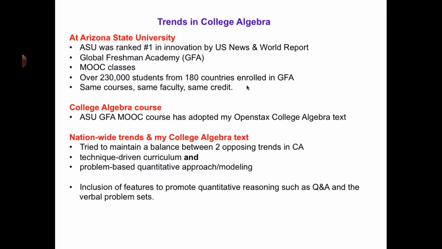At ASU, if I may, talk a little bit about ASU. ASU was ranked #1 in innovation by US News and World Report. They have what's called a Global Freshman Academy, where they have these MOOC classes. And for the Global Freshman Academy, it's big, it's huge. We have over 230,000 students from 180 countries enrolled in these GFA courses. These courses are the same courses that we deliver traditionally, same faculty teaching them, same credit.